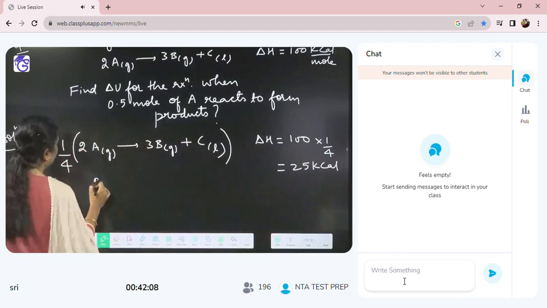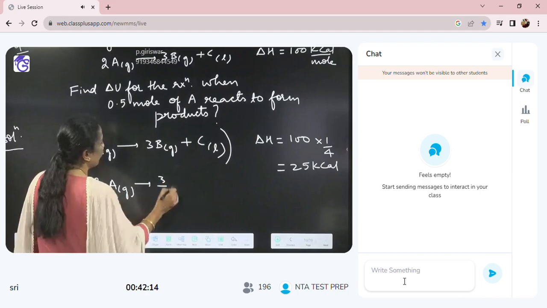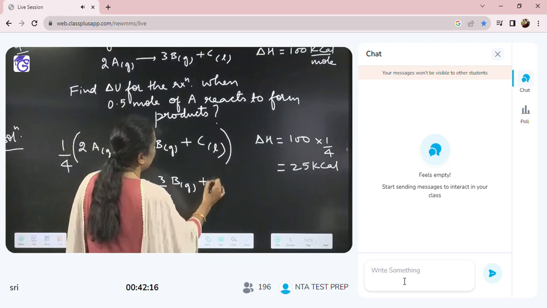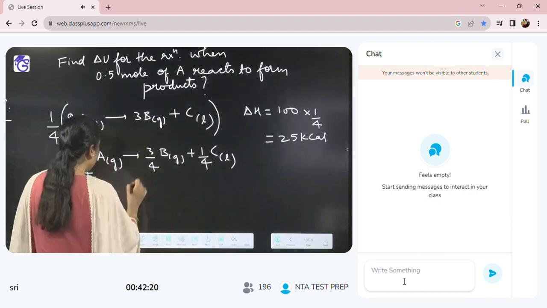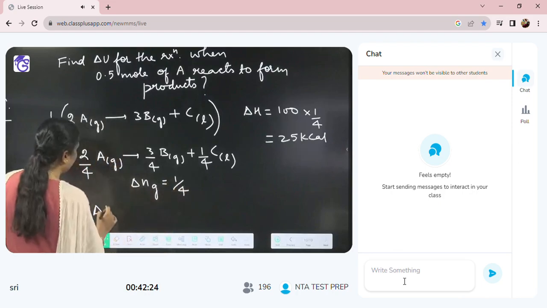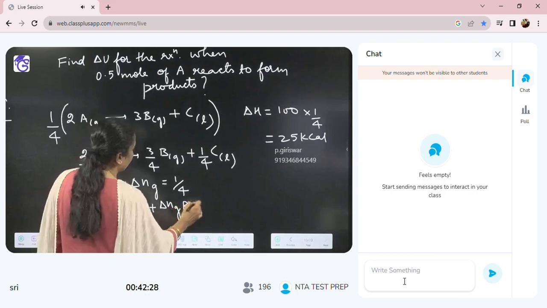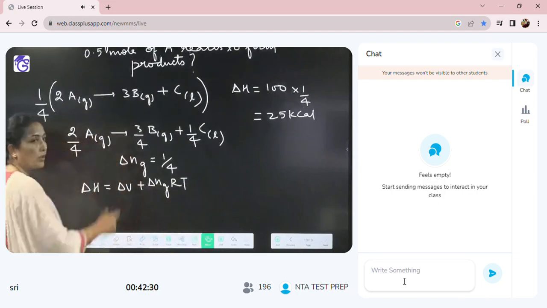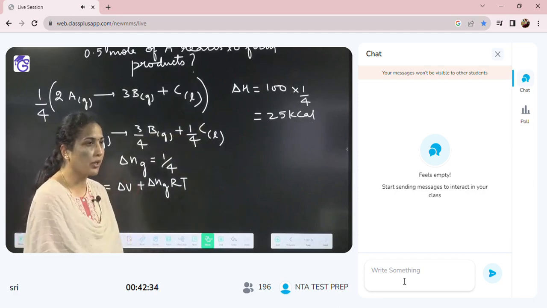So here the equation will be 2 by 4 A, purposely I am writing like this, going to 3 by 4 B gas plus 1 by 4 C liquid. So delta Ng in this case will become 1 by 4, and simply apply now delta H is equal to delta U plus delta Ng RT. Majority of you forgot to do the operation with that delta H. That's the reason you are getting closer to 99.